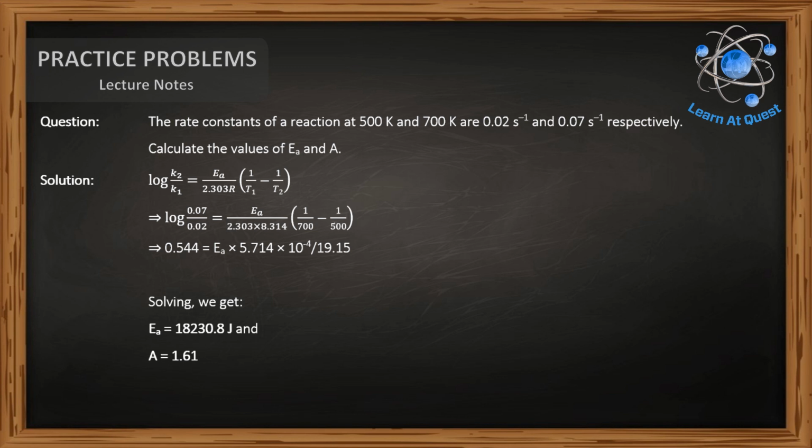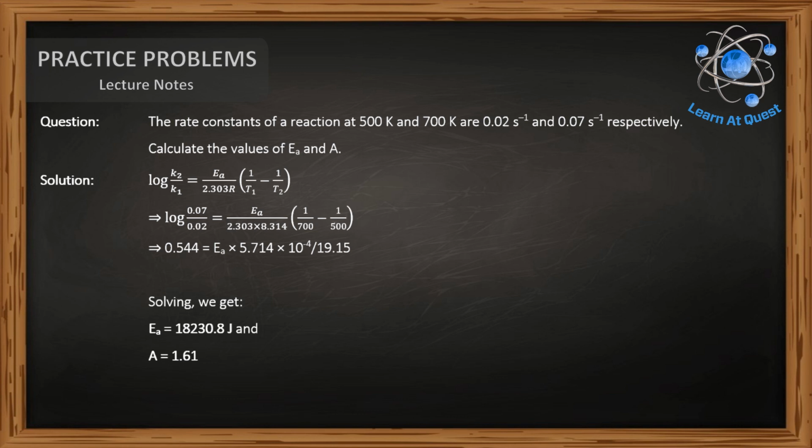When we find the log of 0.07 by 0.02, which will be log of 7 by 2, on the left hand side of the equation, this is equal to 0.544, which is equal to EA multiplied by 5.714 multiplied by 10 raised to minus 4 by 19.5.